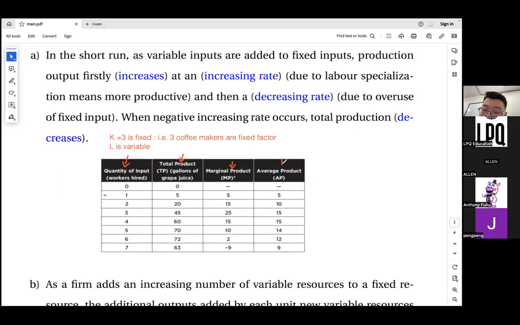The last column is called AP, average product. What is average product? It is how many units of products you can produce per person, per unit of labor. How do you calculate AP? You take TP divided by how many units of labor you hire. So 5 divided by 1 equals 5 here.